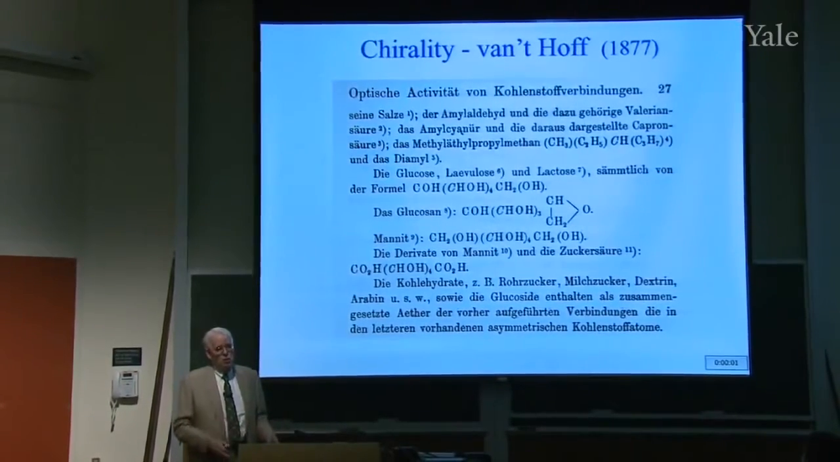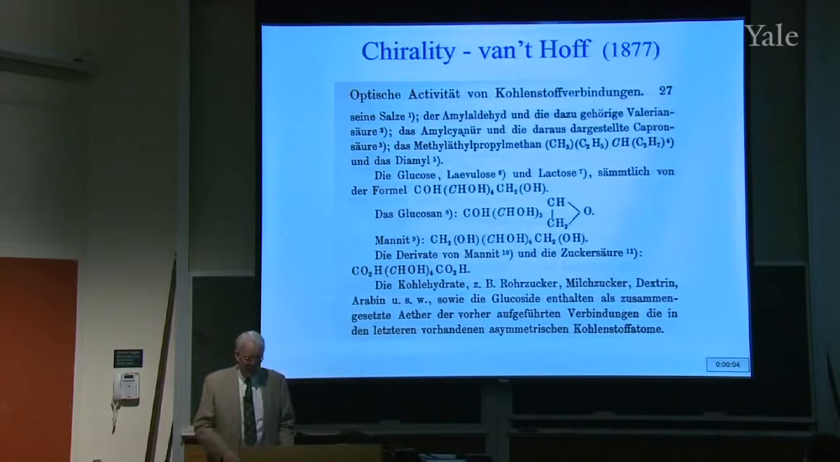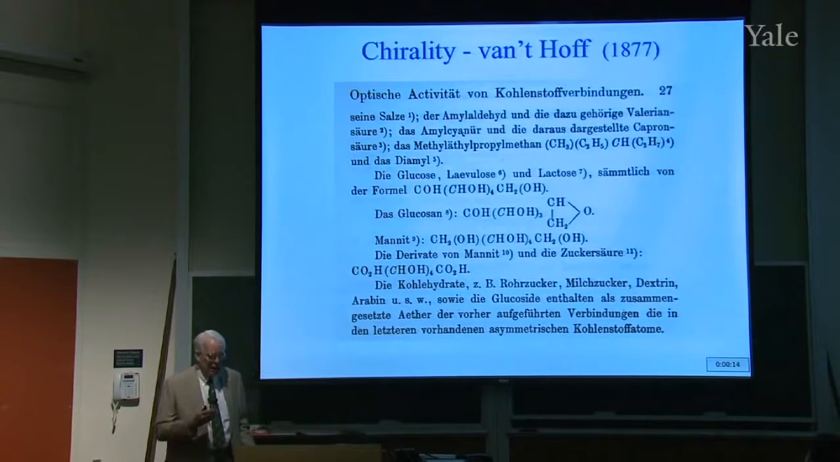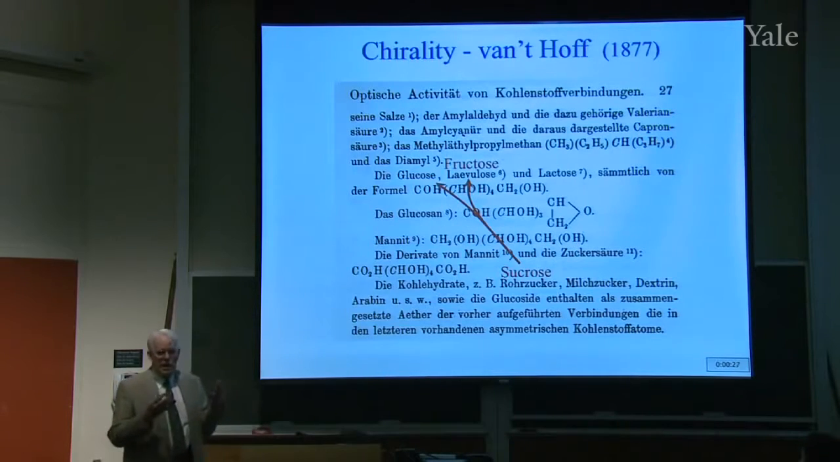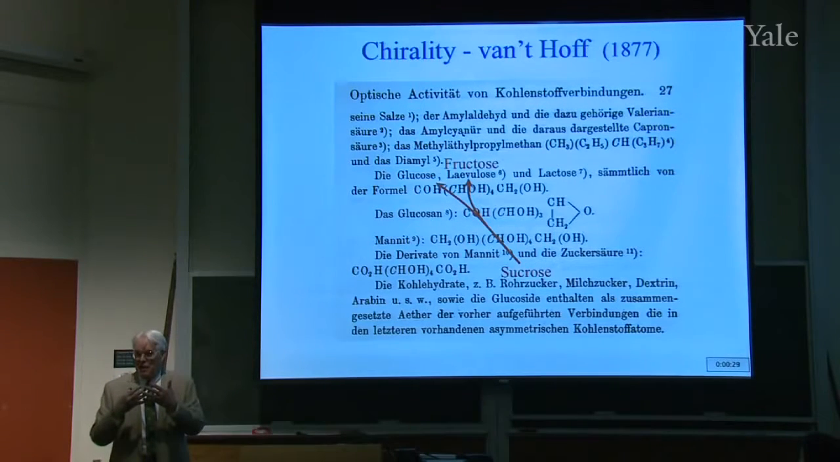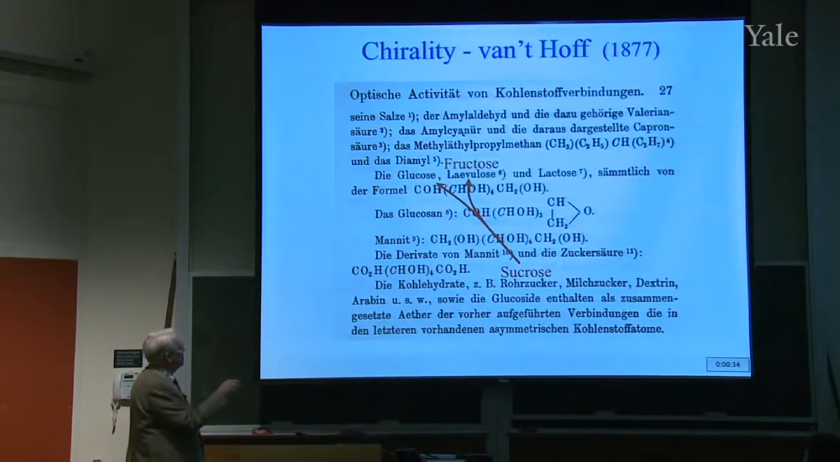Well, a lot of sugars were known in the last half of the 19th century. When Van 't Hoff wrote the German version of his book in 1877, he mentioned a lot of sugars as optically active. For example, here he cites glucose. He also cites levulose. And in fact, those both come from sucrose. So sucrose is a more complex sugar. It's a ketal that has two of them together, right? But if you take them apart, one of them is glucose, and the other is levulose, which is also called fructose.